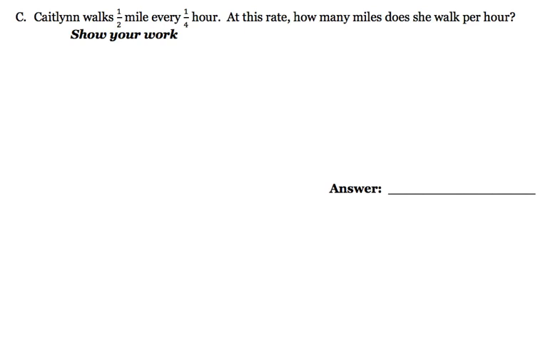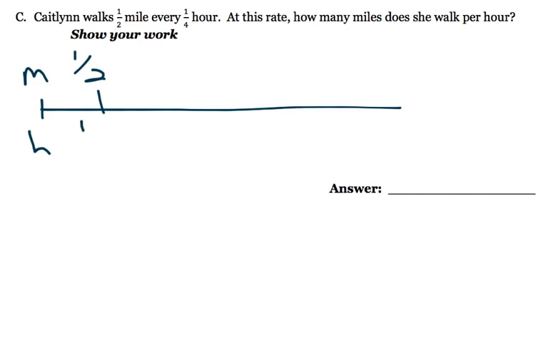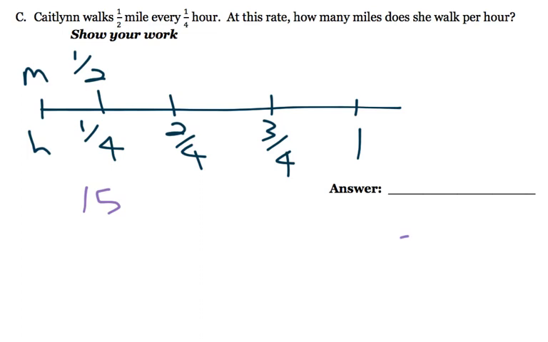I'm going to set this one up like this with hours and miles and one half and 1/4. And basically, I just want to make it to 1 hour. And I'm already at 1/4 of an hour. So, I'm going to do 2/4 of an hour, 3/4 of an hour, and 1 hour. Some of you might have been like, you know what? I don't want to think about this in terms of hours. I want to change it to minutes. 1/4 of an hour is the same as 15 minutes because there's 60 minutes in an hour, and we're just breaking that up into four parts. So 15 minutes, 30 minutes, 45 minutes, 60 minutes.